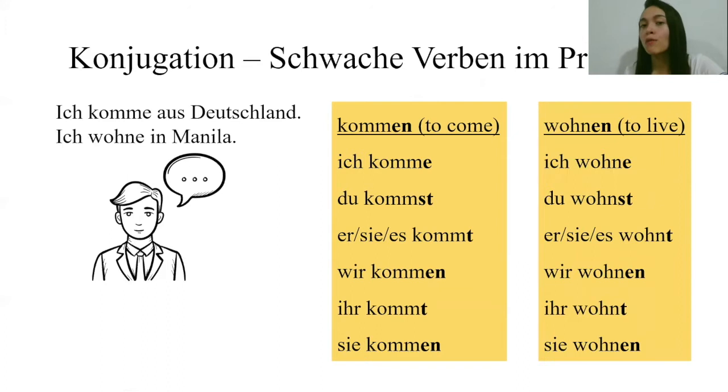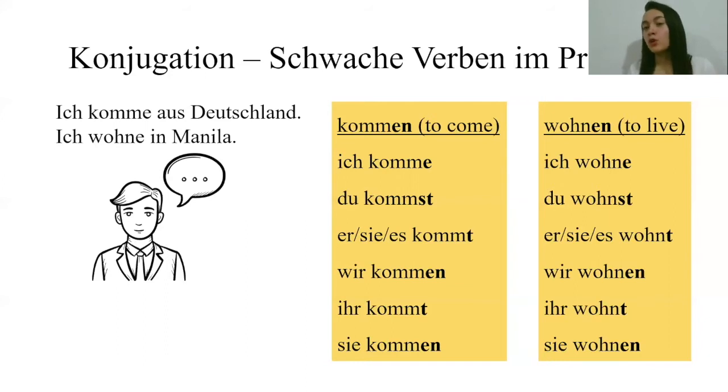The conjugation of kommen, to come, is ich komme, du kommst, er, sie, es kommt, wir kommen, ihr kommt, sie kommen. And the conjugation of wohnen, to live, is ich wohne, du wohnst, er, sie, es wohnt, wir wohnen, ihr wohnt, sie wohnen.